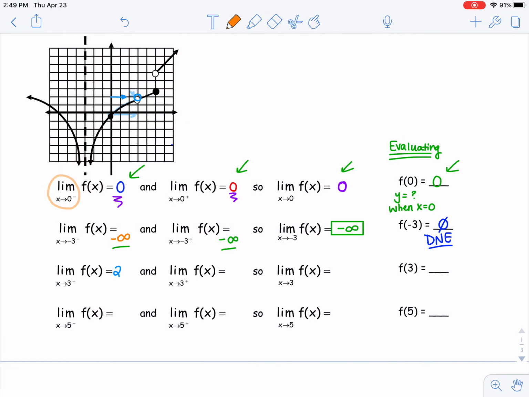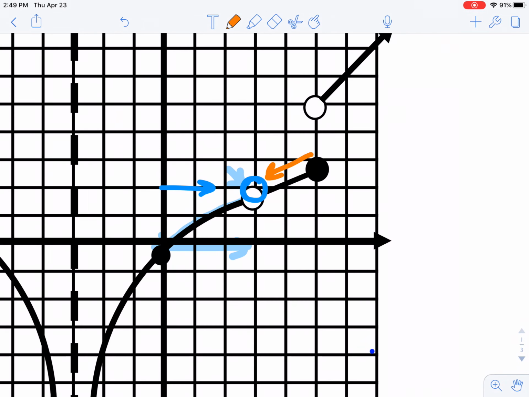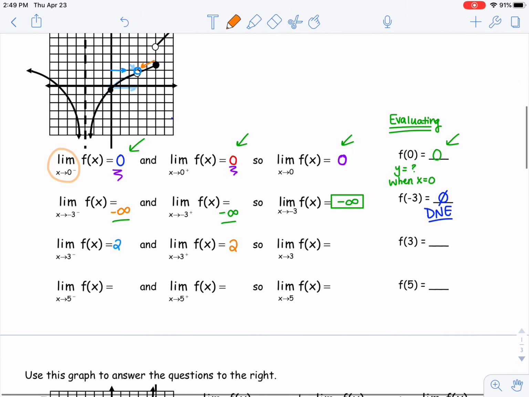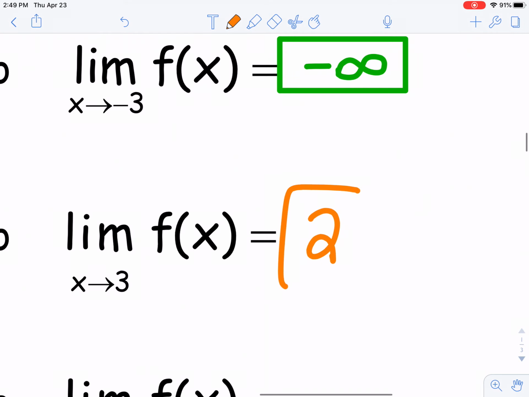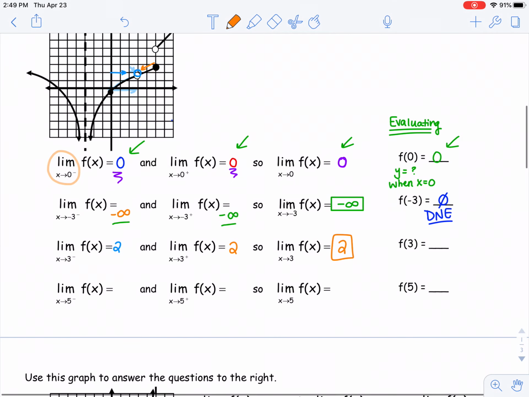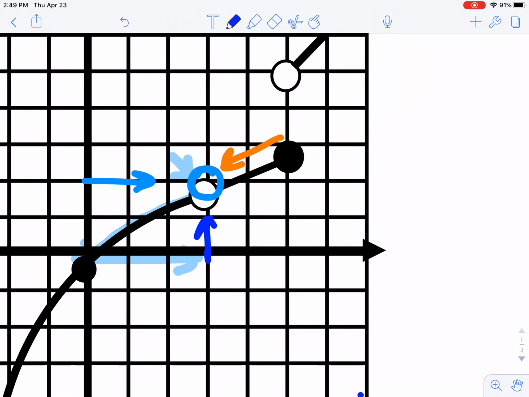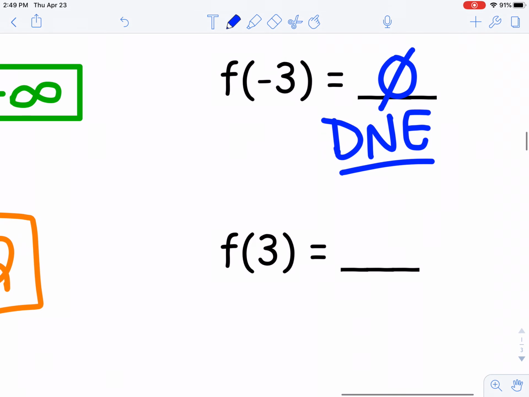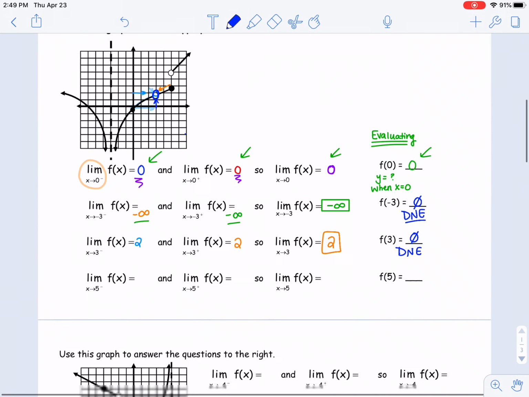From the right, what's going on? Let's see. From the right, we're also approaching that hole. So we're also approaching 2. And since those numbers are the same, the overall limit is going to be 2. Here's the weird thing. What is f of 3? Well, at x equals 3, there isn't actually a y value. There is not actually a y value. There's a hole there. So that value doesn't actually exist. The actual evaluation is a no solution, or there is no actual dot there.